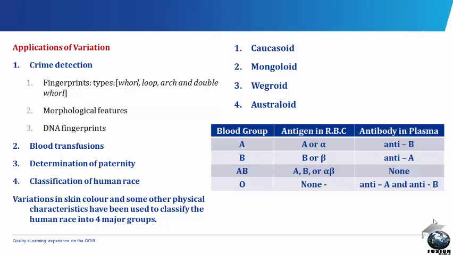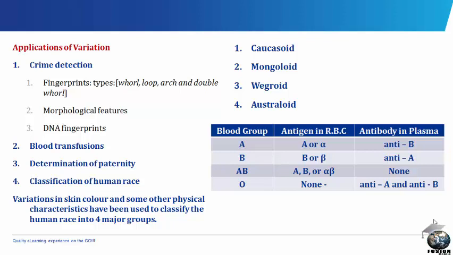Determination of paternity. For paternity to be determined, variation is also needed. If there is a dispute as to the actual father of a child, the knowledge of the blood groups is used to resolve this kind of dispute. The blood groups of the mother, the child, and disputing fathers are determined. From the results of the tests, the actual paternity of the child may be determined.